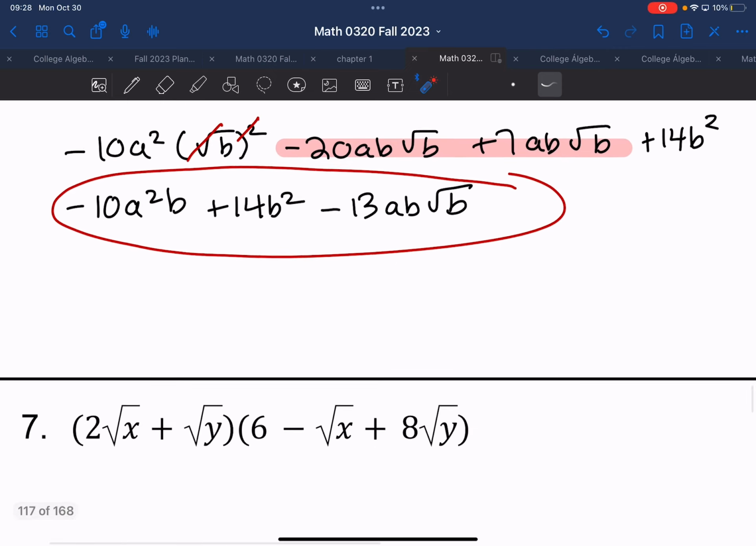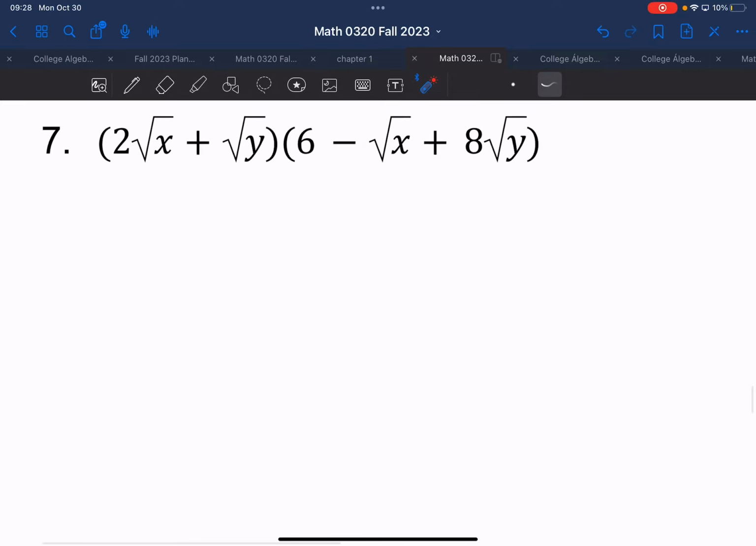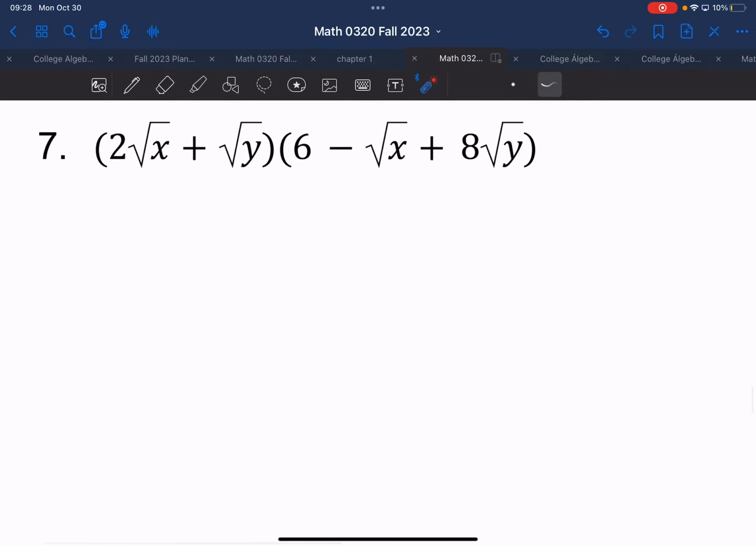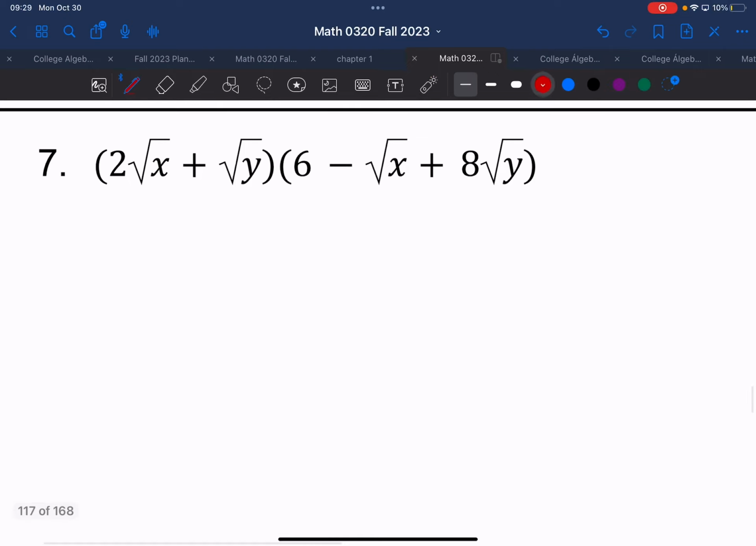Okay, number 7 looks a little different. Because looking at that second parentheses, how many terms are in there? 3. So we're still foiling. We're still foiling the binomial into a now trinomial. There's just going to be an extra set that we're multiplying.